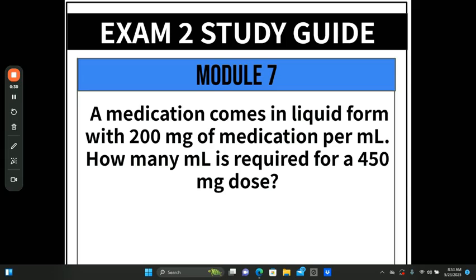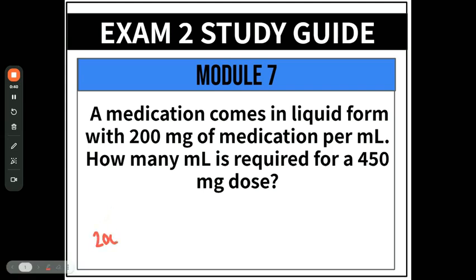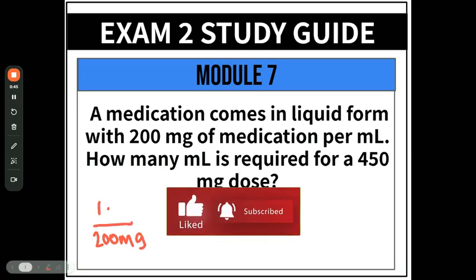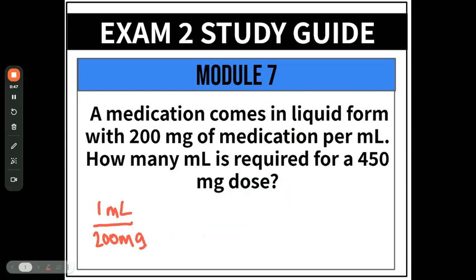Alright, so first, let's start with the 200 milligrams because that is the information that we know. So I'm going to put 200 milligrams on the bottom because I want to go to milliliters and I would like that to be on the top. Okay, and so now the other value that I have is 450 milligrams, and they want to know how many milliliters are required. So to cancel out milligrams, I can multiply by the 450 milligrams.